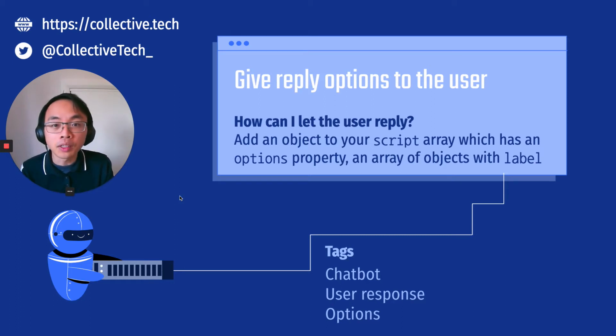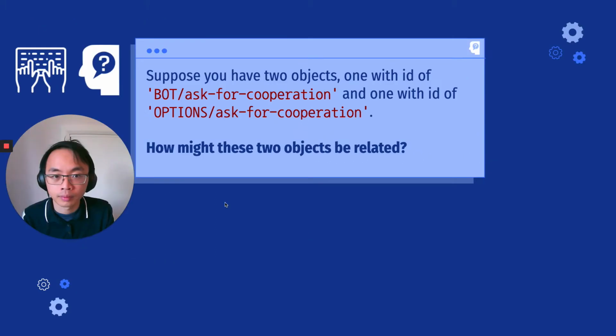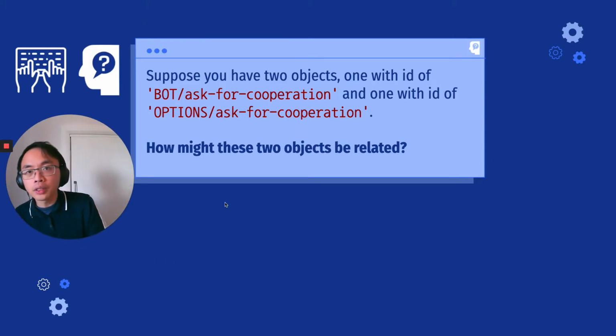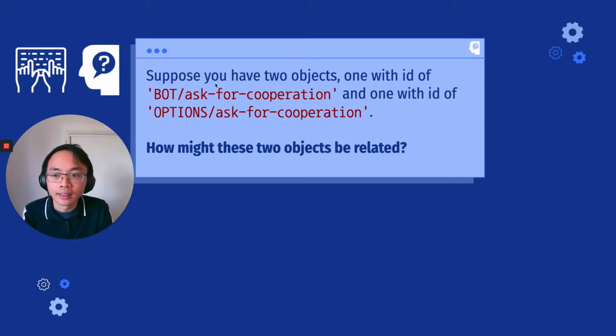In this video, we're going to look at how you can make your chatbot give reply options to the user. To do that, we're going to return to this idea of IDs, and in an earlier video, I said this idea of a bot / would become important. And we're going to be looking at things which have an ID like the second one here. So I want you to pause the video, think about if we've got two different steps which have these two IDs, how might those two objects be related?